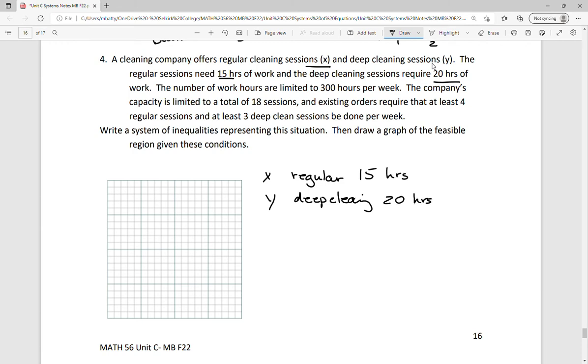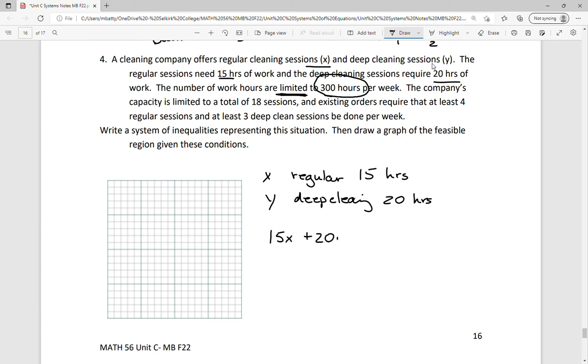So nothing wrong with just taking notes as you read through the question. I cannot read these and then just nail the equation. So use it as a process. Write down what you're reading and see what you can build up. So we do have a limit here, right? We're limited to 300 hours per week. So if I were to build this into an equation, 15 times X is representing how many hours are devoted to regular sessions.